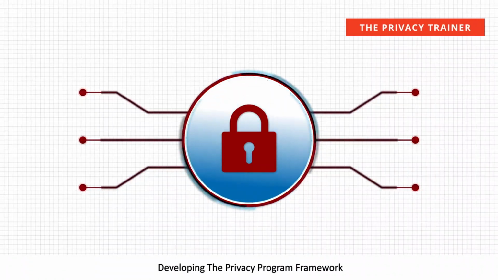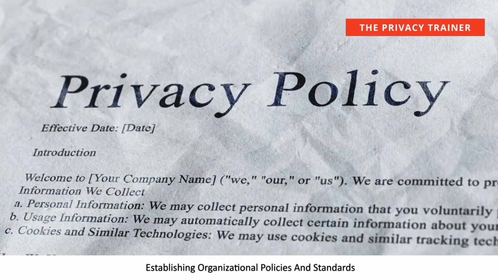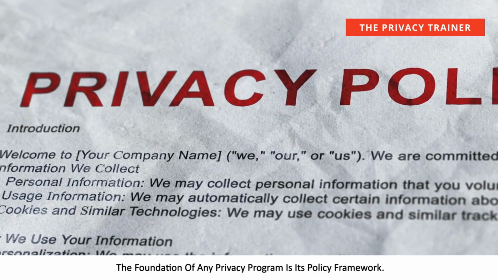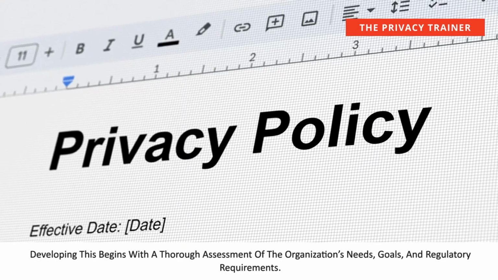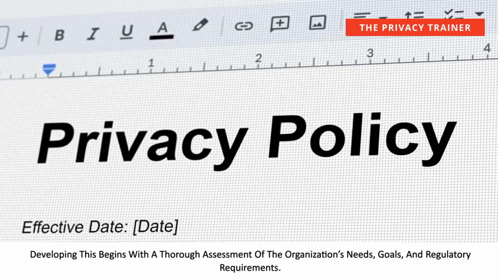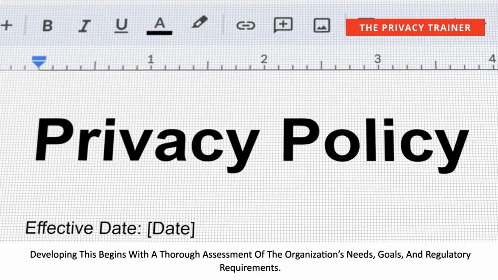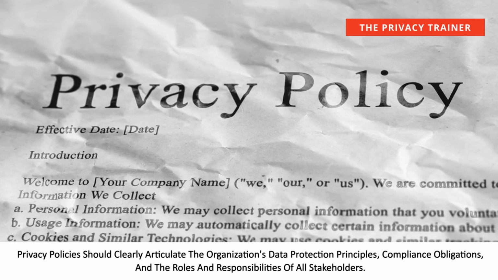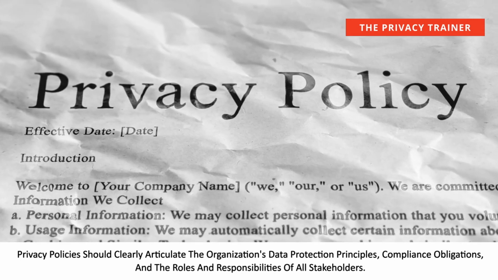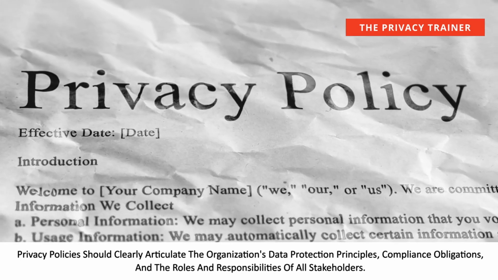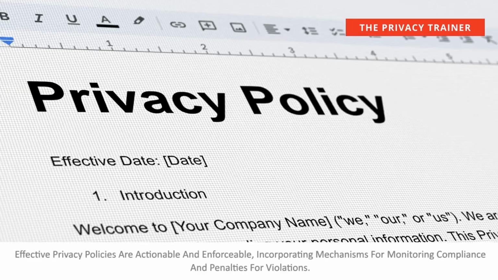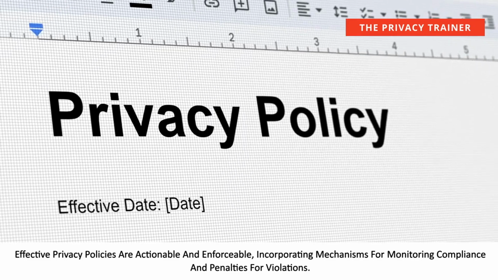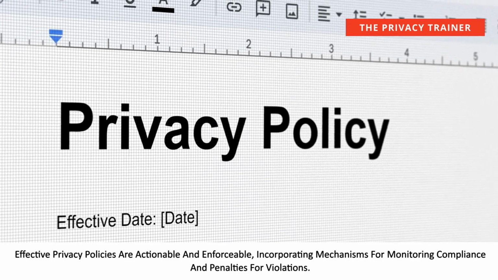Developing the privacy program framework. Establishing organizational policies and standards. The foundation of any privacy program is its policy framework. Developing this begins with a thorough assessment of the organization's needs, goals, and regulatory requirements. Privacy policies should clearly articulate the organization's data protection principles, compliance obligations, and the roles and responsibilities of all stakeholders. Effective privacy policies are actionable and enforceable, incorporating mechanisms for monitoring compliance and penalties for violations.